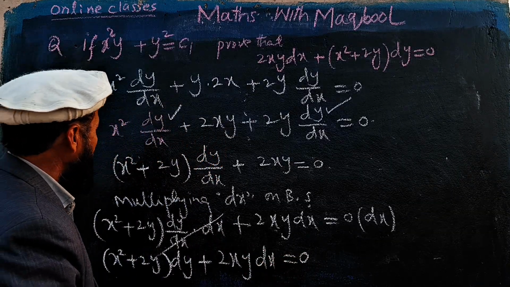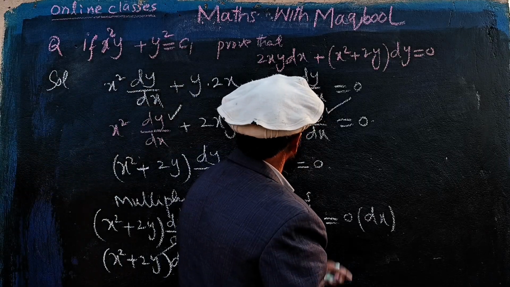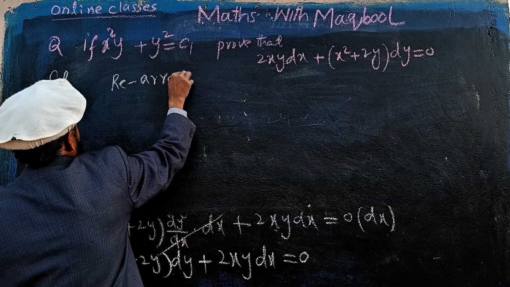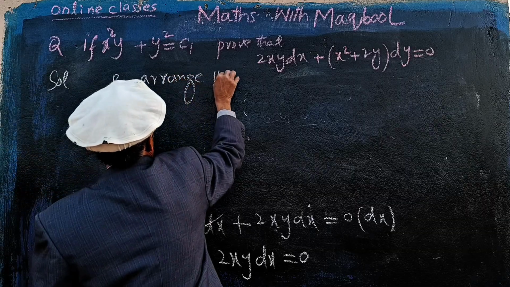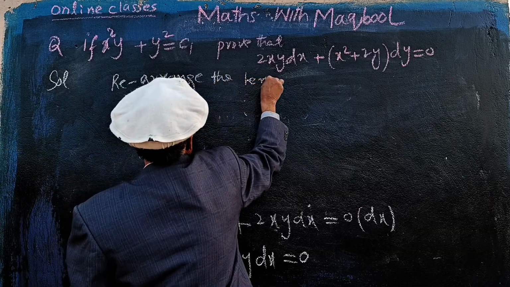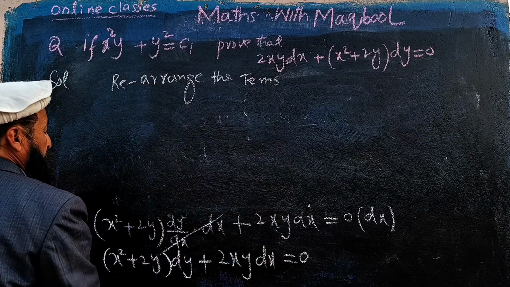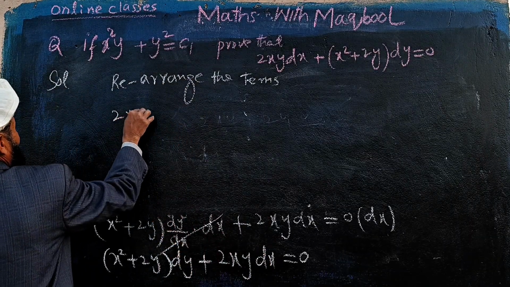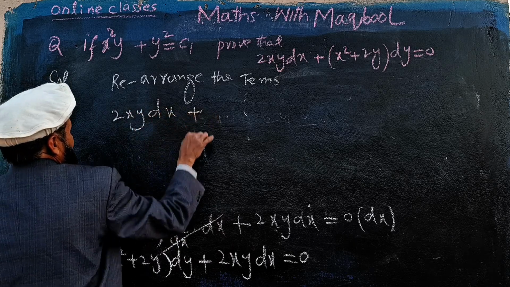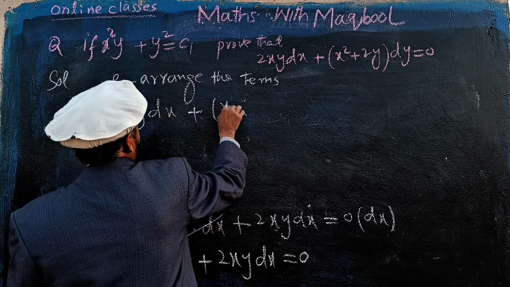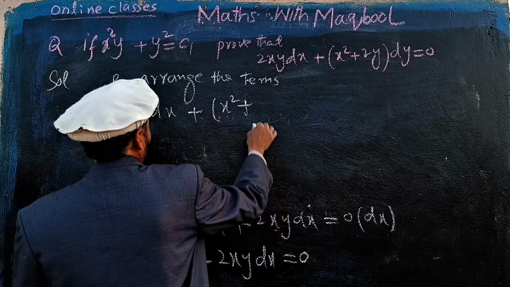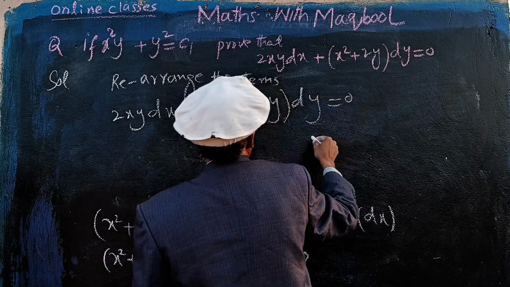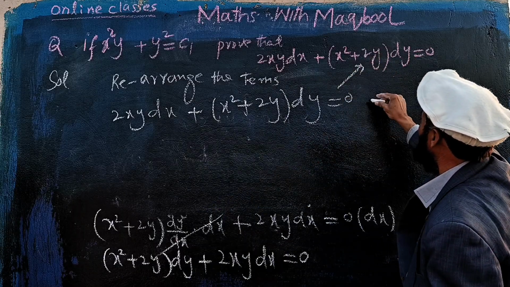Now we arrange the terms according to the required form. Because this is addition, we can write 2xy dx plus x square plus 2y dy is equal to 0, which is the required result, verified.